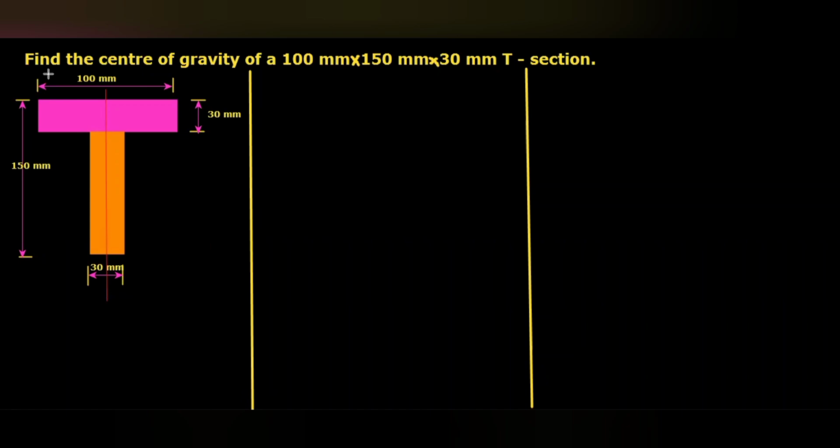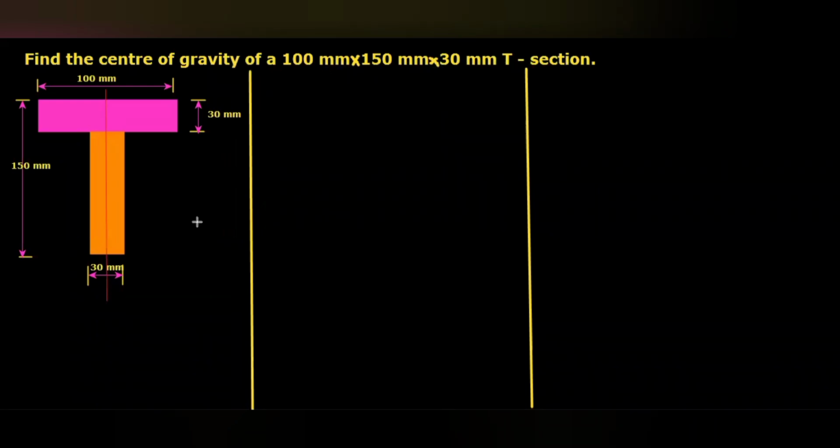Today's session we are going to discuss a numerical example on the topic center of gravity of symmetrical sections. Let's go to the numerical. Find the center of gravity of a 100 mm by 150 mm by 30 mm T section.